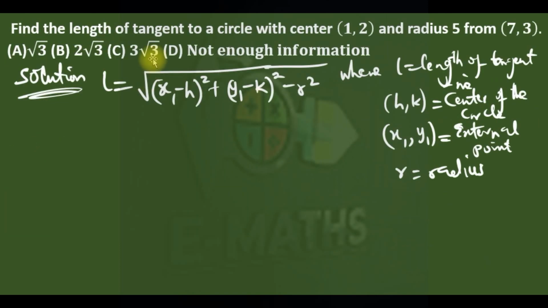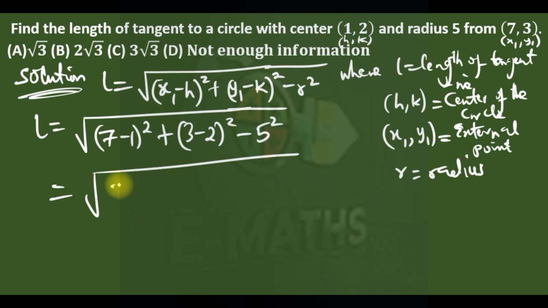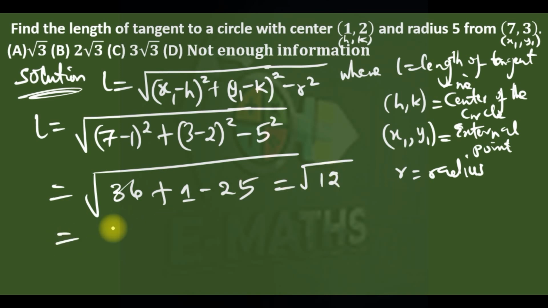So let's finish up. We'll substitute. Therefore L is now, these are x1, y1, and this is our h, k. So we now have the square root of 7 minus 1 squared plus 3 minus 2 squared minus 5 squared, which is the square root of 36 plus 1 minus 25. This 37 minus that is 12. And we know that 12 is 4 times 3, so we have 2 root 3.